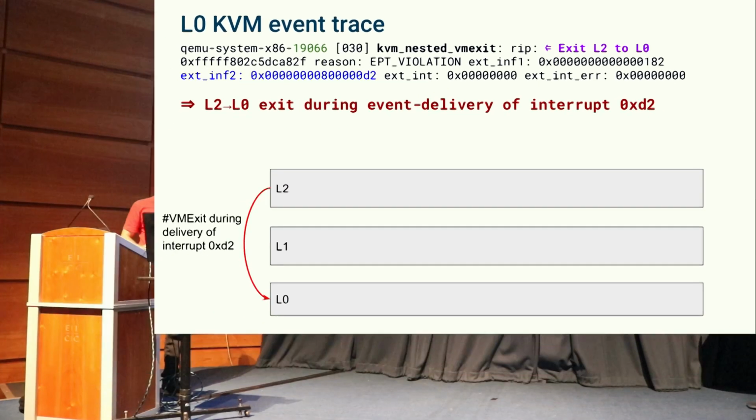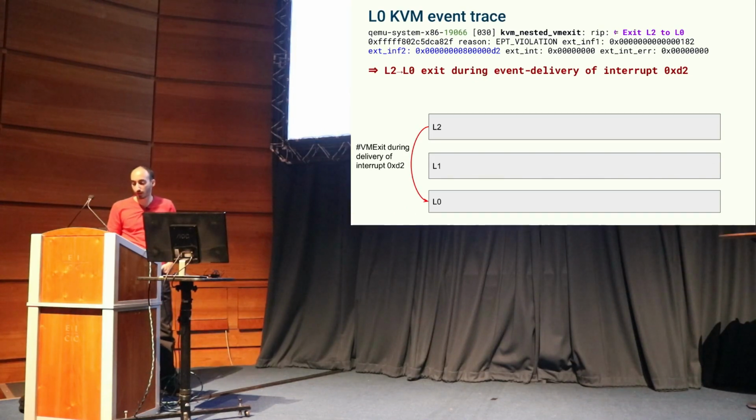and we traced what KVM at layer 0 sees. So you don't need to understand all the bits. I will just go with the translation. But the idea is that the first event that we saw is an exit from layer 2 to layer 0 on the attempt to deliver an interrupt, D2.